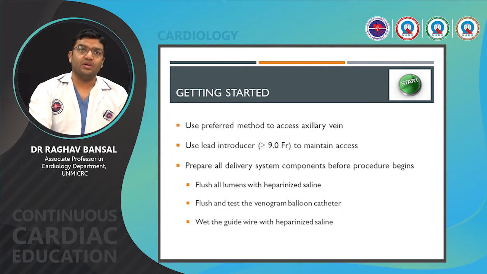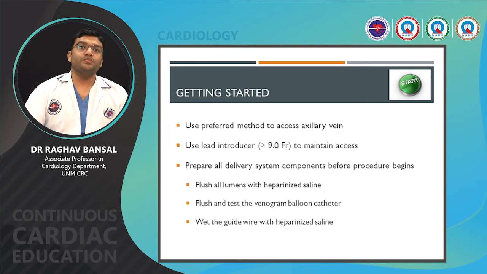We just use the preferred method to access the axillary vein. Many people do a cephalic vein puncture, which is also acceptable. We often use only axillary vein access, which is the best possible access according to me. We can also do an extrathoracic subclavian puncture if the axillary vein is difficult to find.